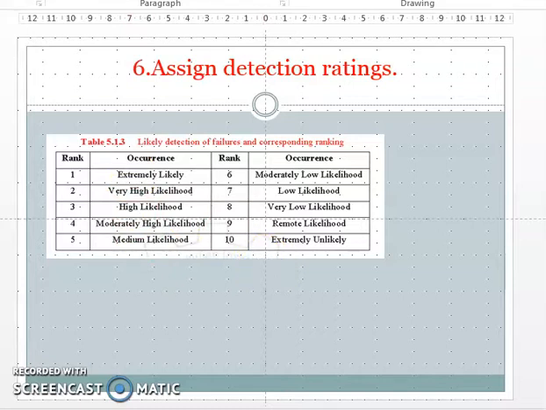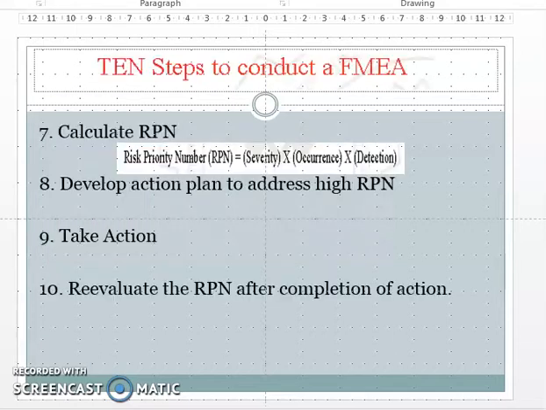Okay, the next is, after calculating the severity rating, occurrence rating and detection rating, step number 4, step number 5, step number 6, in step number 7, you have to calculate the risk priority number, that is RPN, and RPN is equal to severity into occurrence into detection.